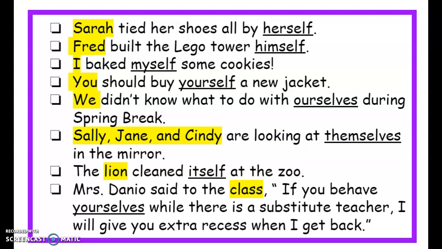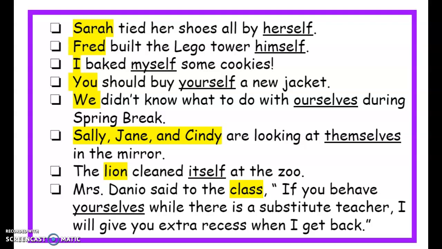Fred built the Lego tower himself. Notice the reflexive pronoun himself refers back to Fred. In the third sentence, I baked myself some cookies. Myself is the reflexive pronoun referring back to another pronoun, I.